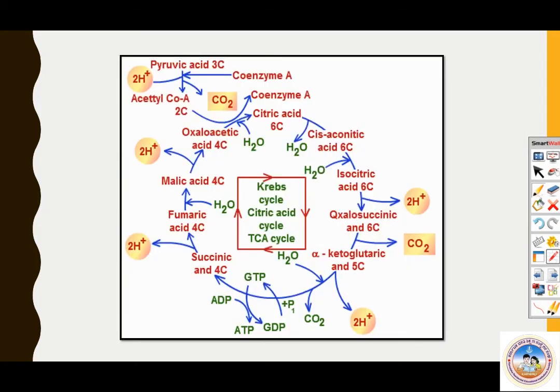Next, we will start with your Krebs cycle, which is also called the citric acid cycle. It is also called the TCA cycle because it is a tricarboxylic acid cycle. It was a scientist named Krebs who actually discovered the Krebs cycle, hence the name Krebs cycle.